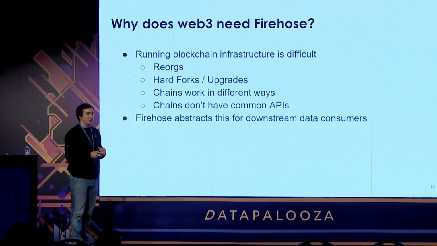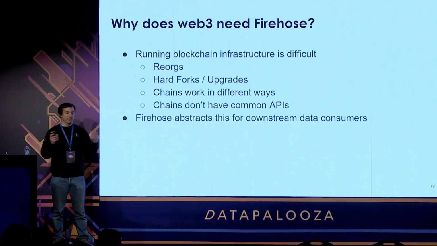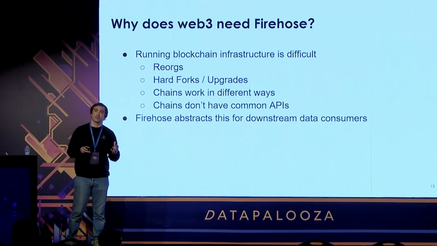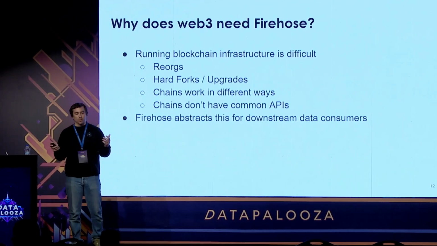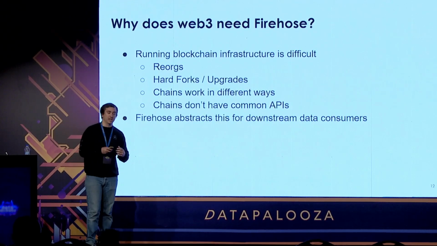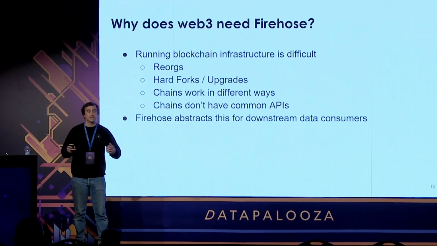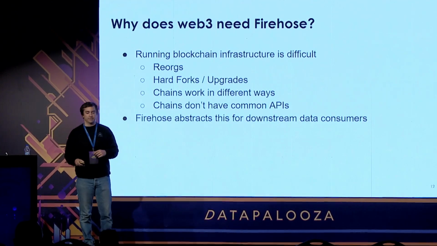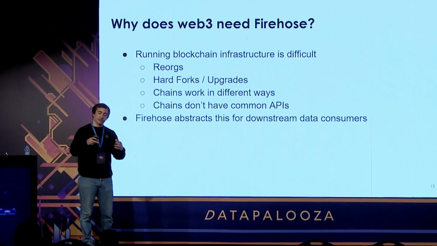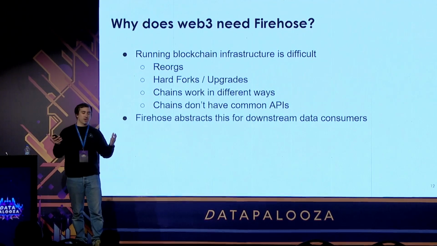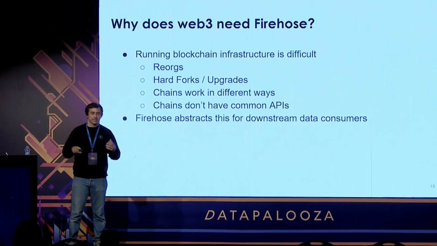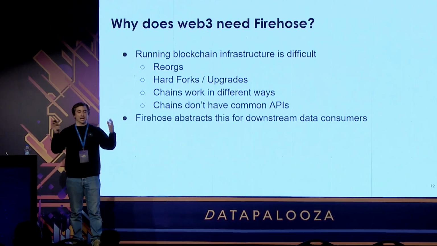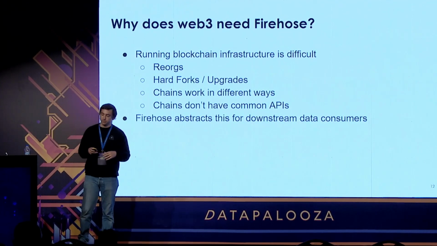And so why does Web3 need Firehose? Basically the core thing is that running blockchain infrastructure is difficult. You need to handle reorgs, you need to handle hard forks and upgrades to blockchains. If you're indexing multiple blockchains, different blockchains work in different ways, and so you potentially need one-off solutions for each of those chains. Chains don't have common APIs, so there's a lot of stuff to worry about here. And the nice thing about Firehose is it basically abstracts all of this for downstream data consumers.